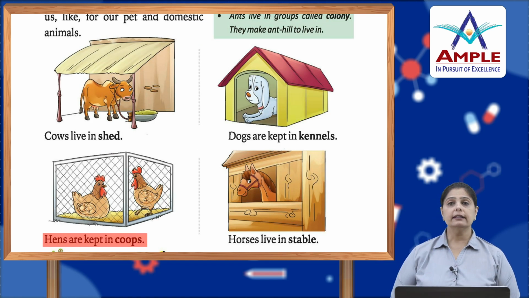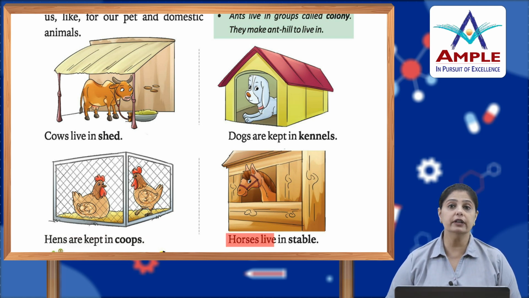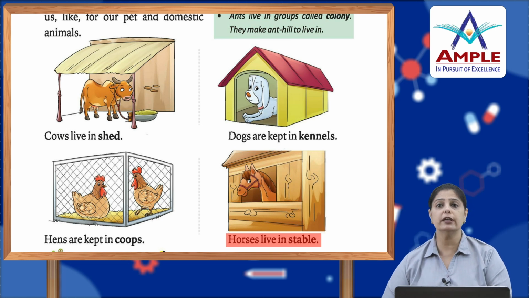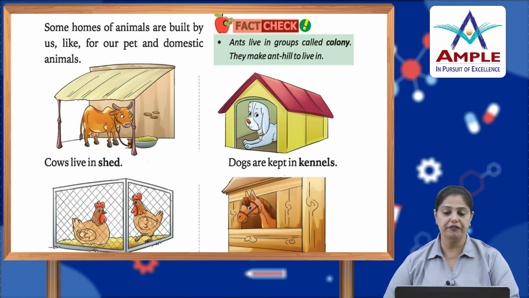If you see, farmers especially leave the hens free at sunrise, and as soon as the sun sets or before sunset, they put them back into their house, the coop. Horses live in a stable, and these animals are kept inside these places to keep them safe and secure. Now, let us do a fact check.